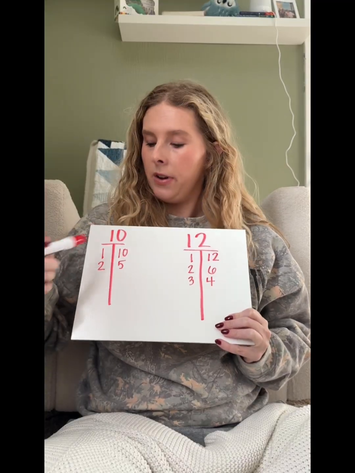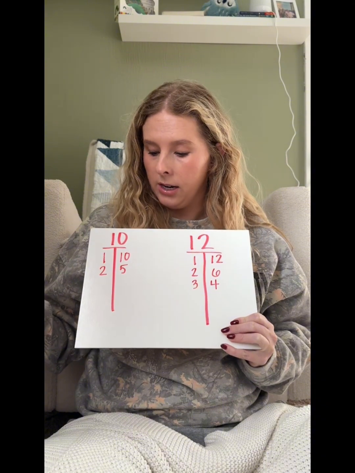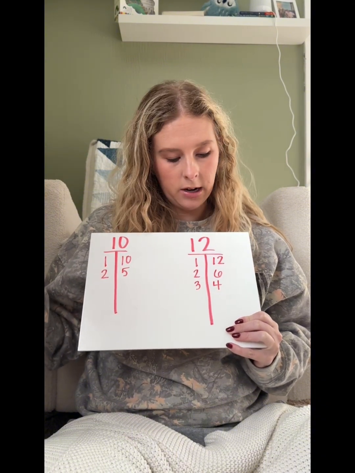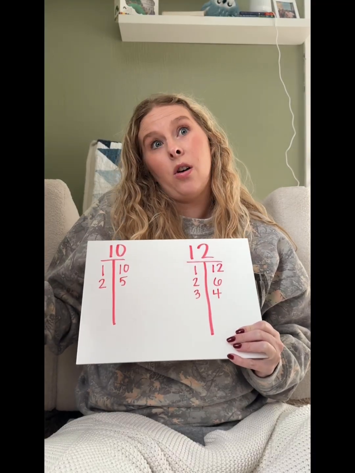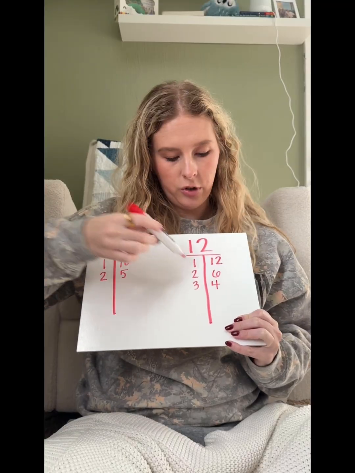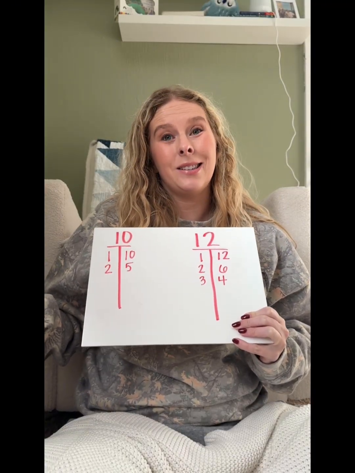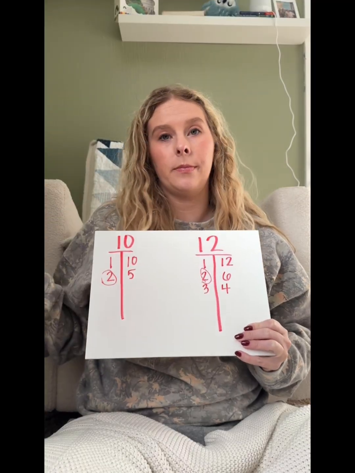So now we've found the factors of 10 and 12. So now, what is the greatest common factor? What is the biggest number that they share? Well, first you could pick out all the numbers that they share. They both share ones and they both share twos. So the biggest number that they share is 2. So the greatest common factor of 10 and 12 is 2.